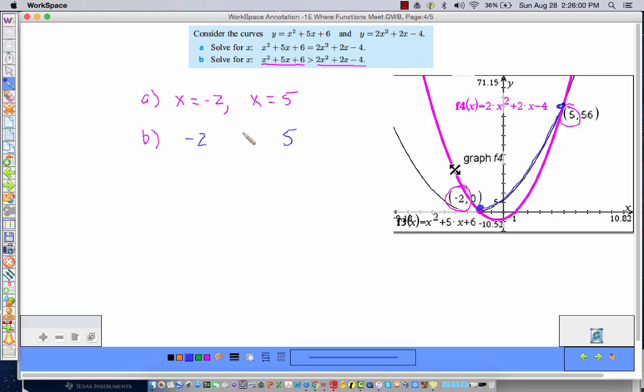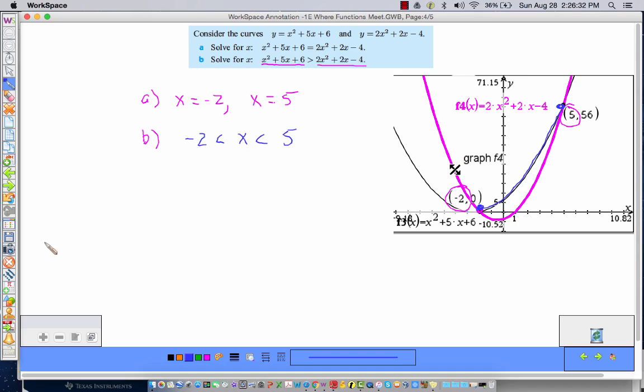So we're going to write just a little inequality expression. And we've got to be careful because it says solve for x greater than, not greater than or equal to. So that's from -2 to 5. And -2 and 5 are not included because those are the points at which they are equal. So in between those is where this function is greater than this function.